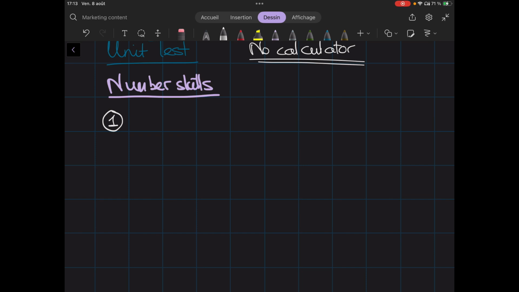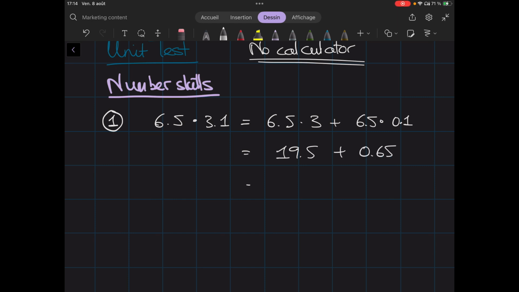Question 1. Work out 6.5 times 3.1. You can do long multiplication, that works, or you can just split it up into two parts. 6.5 times 3, that's 19.5. 6.5 times 0.1, that is 0.65. And you shall get 20.15.